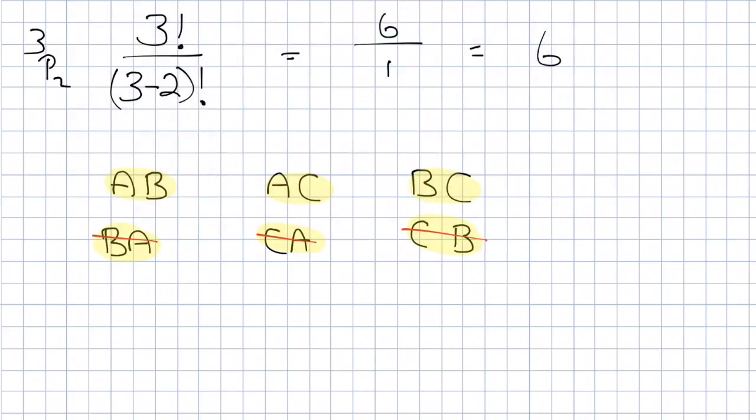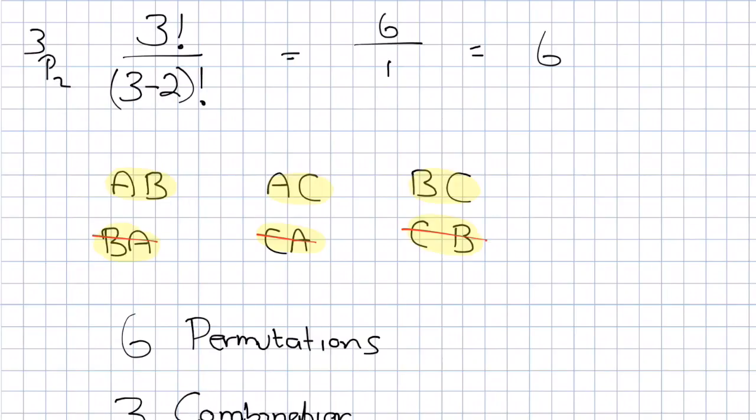So while I have 6 permutations there, I actually only have 3 combinations, because it doesn't matter whether it's AB or BA. It doesn't matter who's on the left, who's on the right. They're the same two things. So AB and BA are the same two things. So 3 combinations. So we had 6 permutations. We have exactly half that many combinations. So 6 divided by 2, I have 3 combinations. So let's try and figure out a formula for working out combinations.